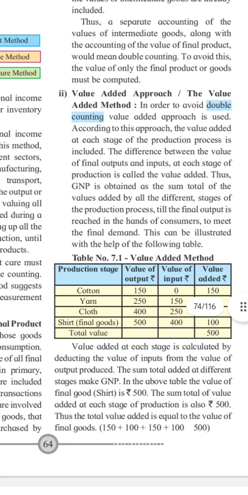Next is the value added approach. In this approach, we calculate the value added at each stage of production. The formula is value added is equal to value of output minus value of input. The sum of value added at all stages gives us the national income.